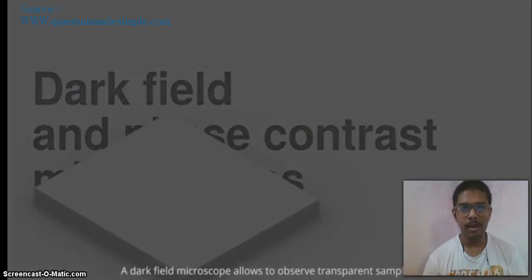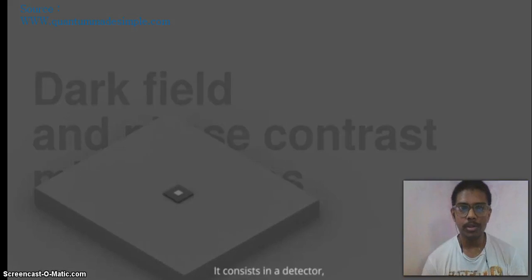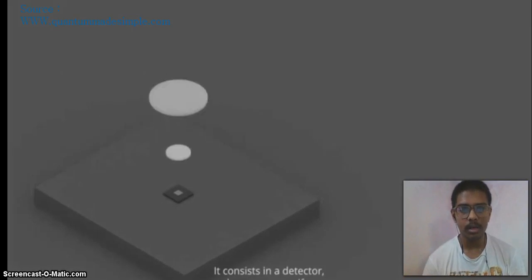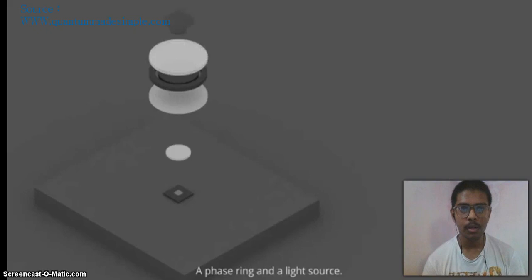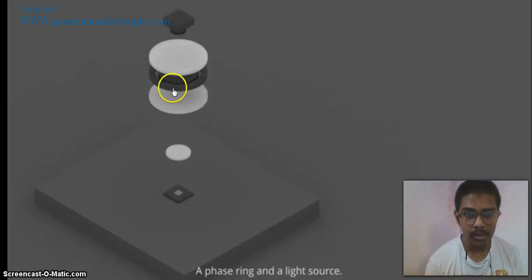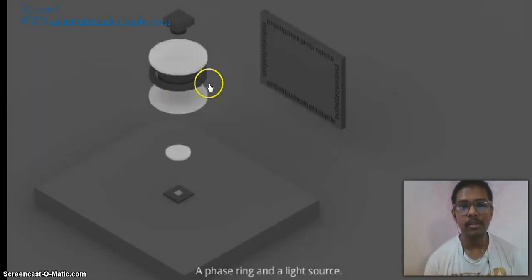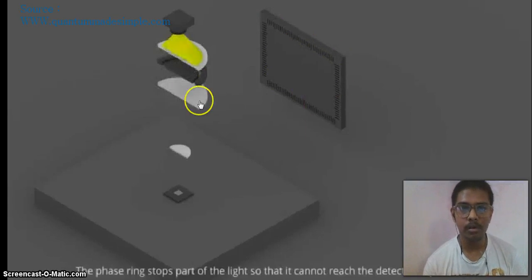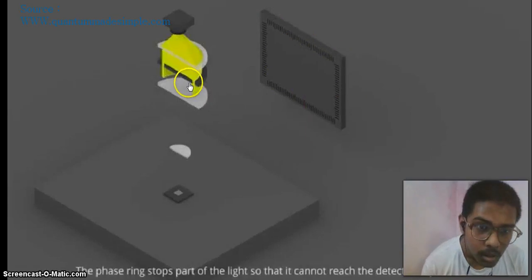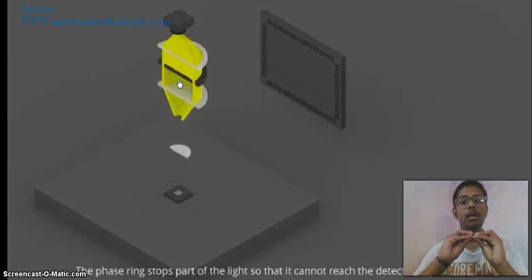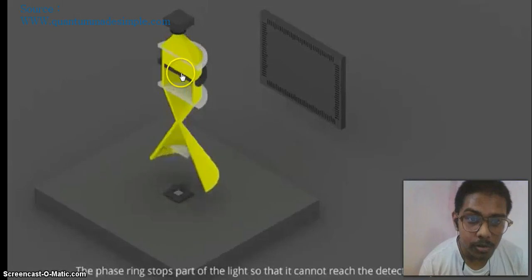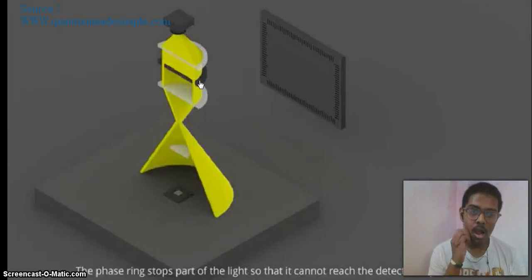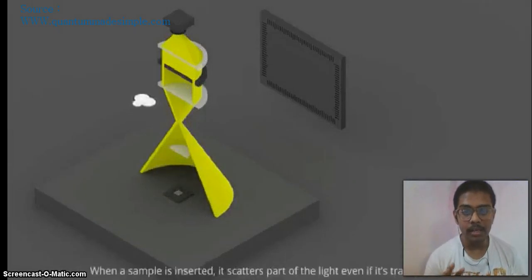So here is the platform where the signal is going to be recorded, and here are the lenses. This is the objective lens below, this is the special type of condenser lens, and this is the recording plate where the sample image will be recorded. This is the condenser lens. Follow: the central portion is going to be blocked. The central portion is going to be blocked by this condenser lens. Okay. And this phase ring stops the central part.